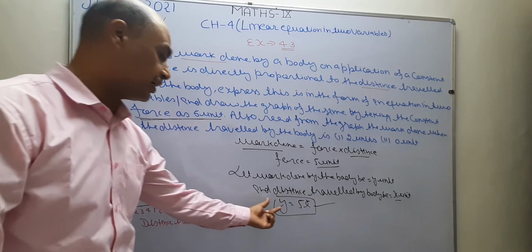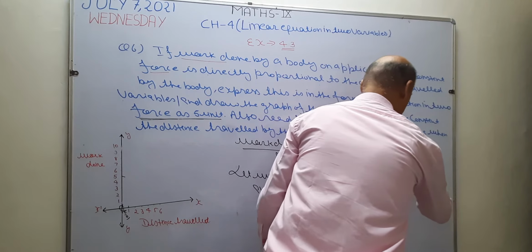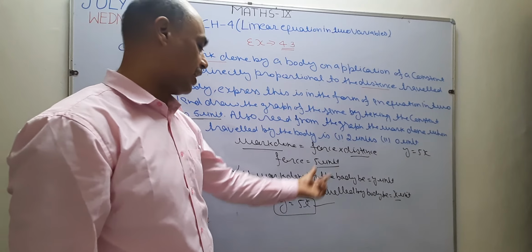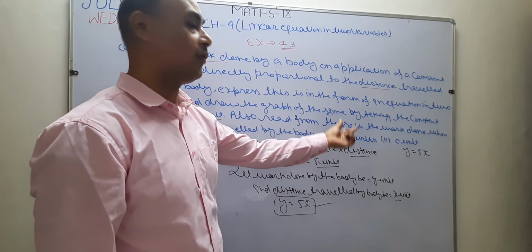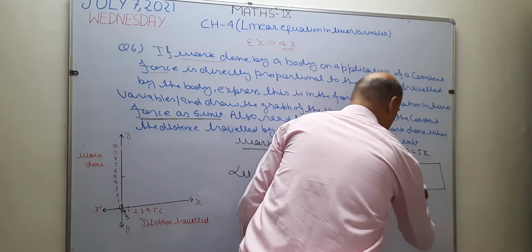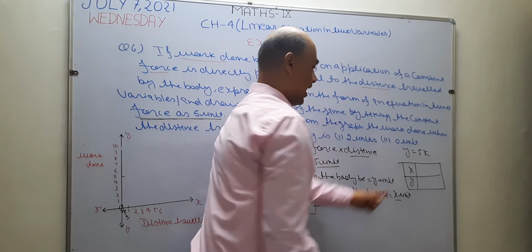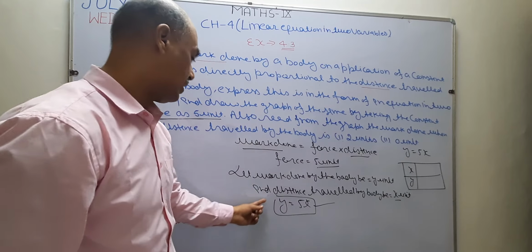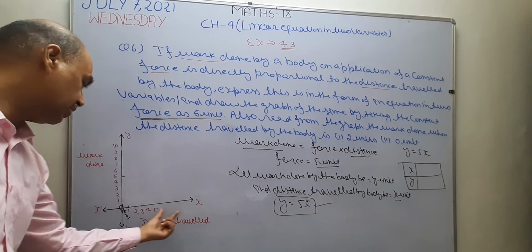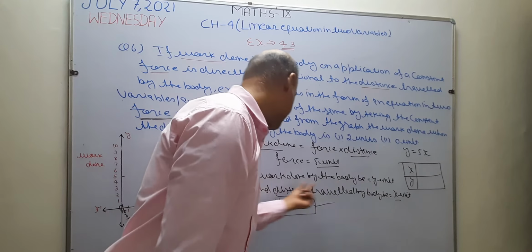Now I want to draw the graph of this equation. For this I want to draw the table. A minimum of two solutions is required to make the graph line of any linear equation in two variables. So I want to write down two solutions of the given equation. So write here x and y. X is going to represent distance. So I write here distance traveled by the body. This x-axis is going to represent distance traveled, and y is going to represent work done.